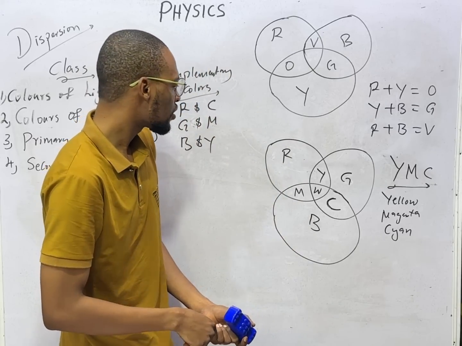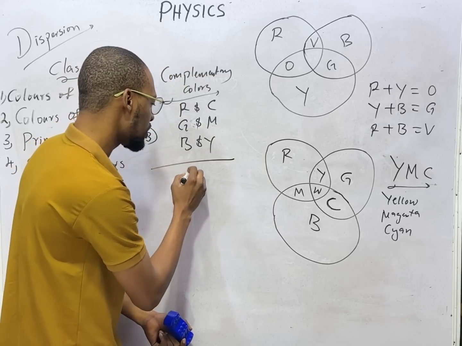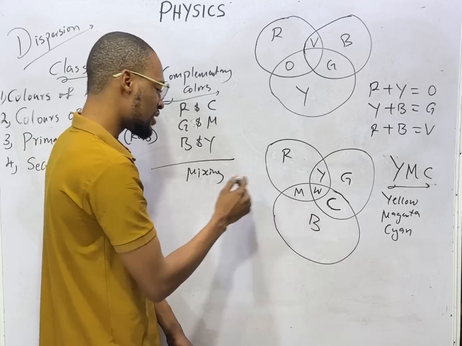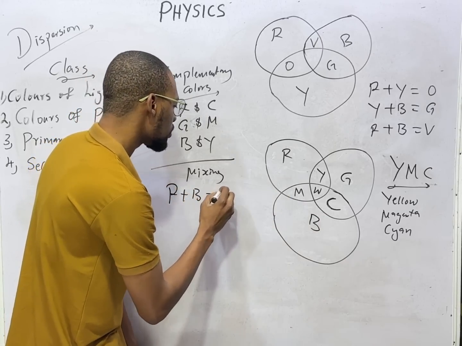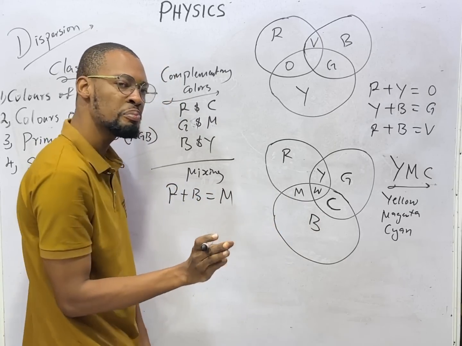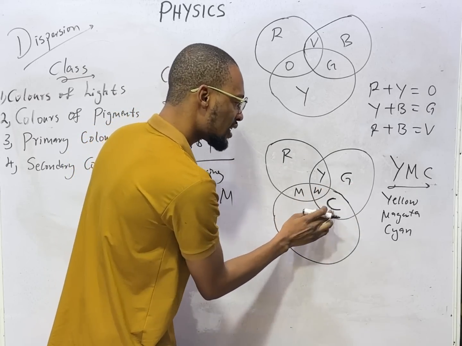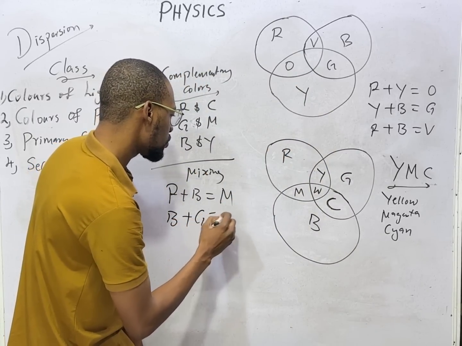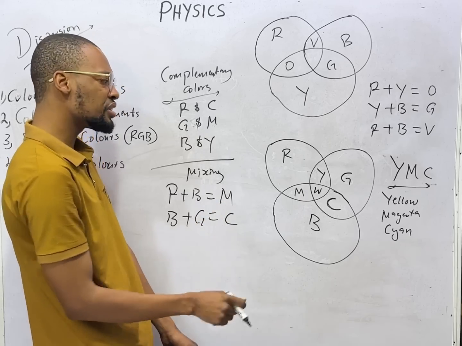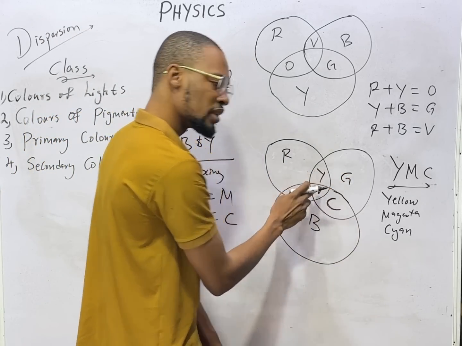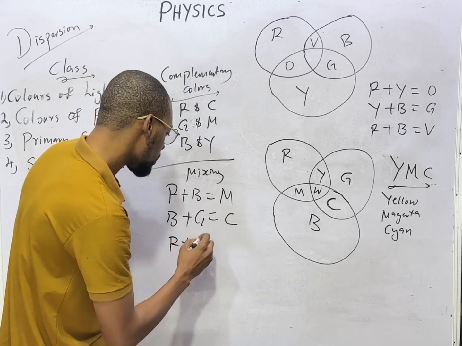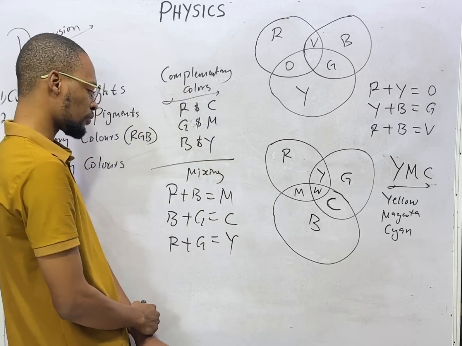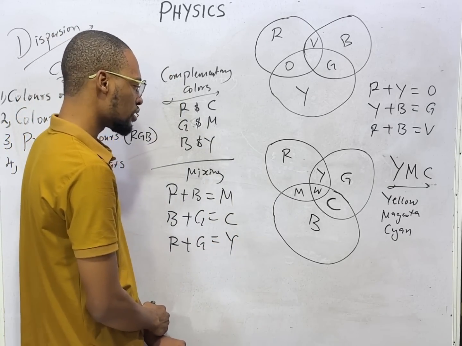Now, what happens when you mix by addition? When you mix red and blue, you get magenta. Red plus blue equals magenta. When you mix blue and green, you get cyan, like we did here. So B plus G equals C. When you mix red color and green color, you get yellow. So red plus green equals yellow.